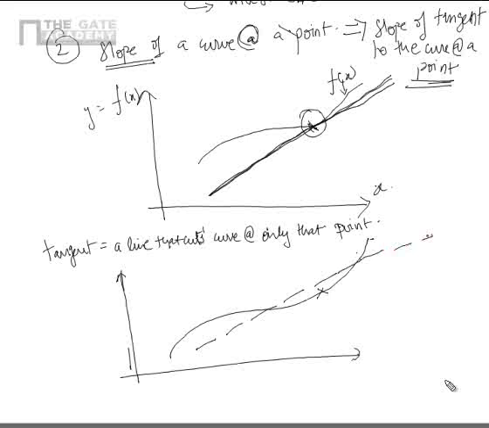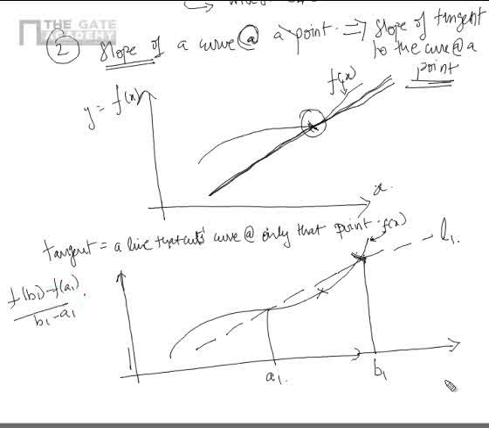Okay, now what is this? This is some value. Let me call this line L1. It meets the curve at A1 and B1. So I can find f of B1 minus f of A1 by B1 minus A1. This we have been talking about from the first class. What is this? This is nothing but the average change.